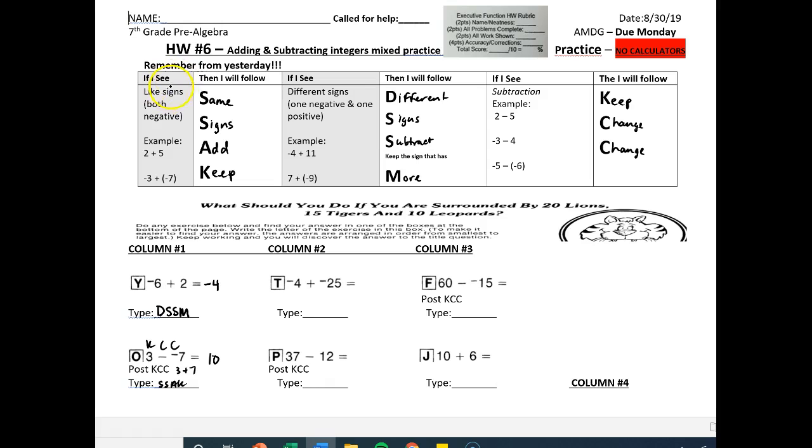If you see like signs, they're either both negative or both positive, you're going to follow same signs, add them, and keep the sign. If you see different signs, one negative and one positive, you're going to follow the rule of different signs, subtract them, and keep the sign that has more. And finally, if you see subtraction, you have to stop and keep the first number, change subtraction to addition, and change the second number to its opposite, and then follow one of the addition rules.